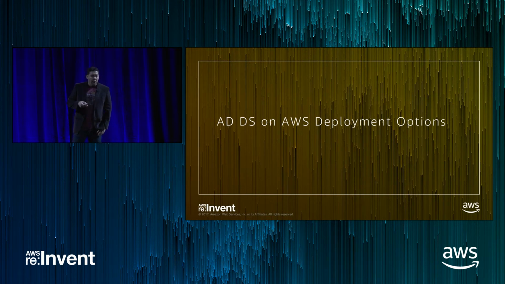So now that we've talked about the considerations for deploying Active Directory on AWS, I'm going to turn it over to Vinod, who's going to talk about some deployment options.